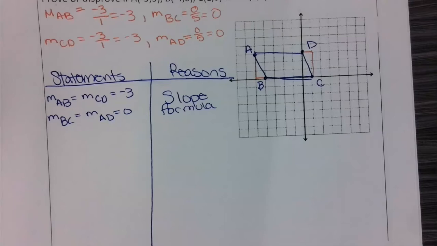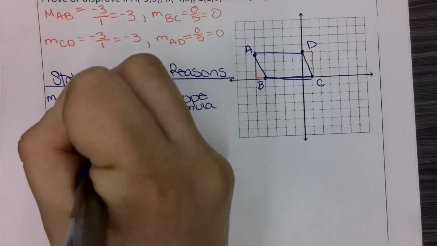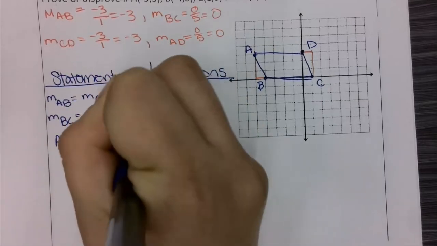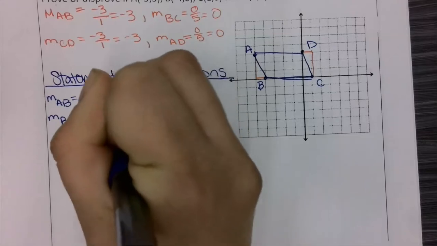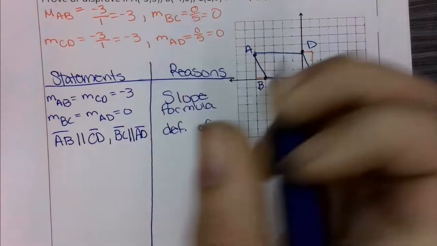Okay, so what does it mean when I have two slopes that are congruent? Two slopes that are the same. What does it mean those two slopes are? Those two lines are... So I know that AB is parallel to CD, and BC is parallel to AD. And this comes from the definition of parallel.